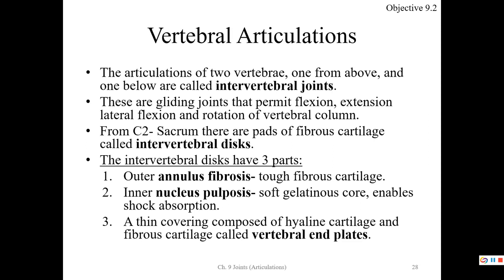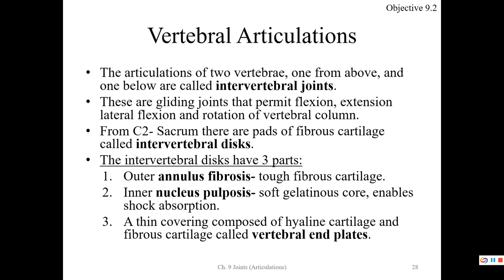Now, vertebral articulations involve one vertebra on the top, one vertebra below, articulating by gliding. This gliding allows flexion and extension, lateral flexion, and some rotation to happen. Now, normal intervertebral articulations go from C2 to sacrum, and that's where your intervertebral disc will be. Between C1 and skull, there is not one. Between C2 and sacrum, every one of these has an intervertebral disc.